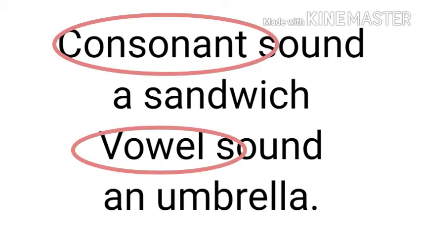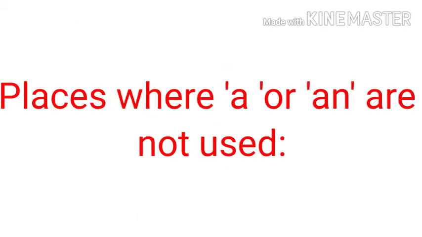Now, it's very important to know that when referring to a single object or a person, we use a or an. Again, you have to be very particular about the sound of the word. If it is beginning with the consonant sound, a sandwich, but with the vowel sound, an umbrella. Right. Now, students, there are some places where we don't use a or an.